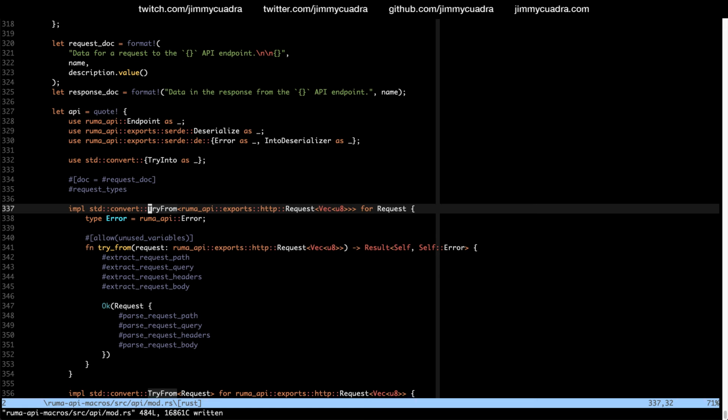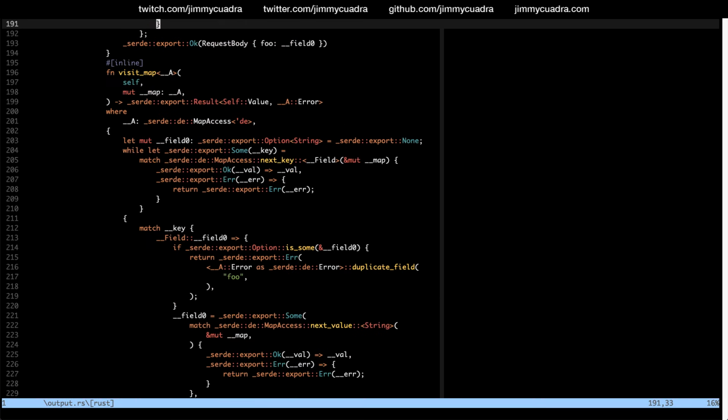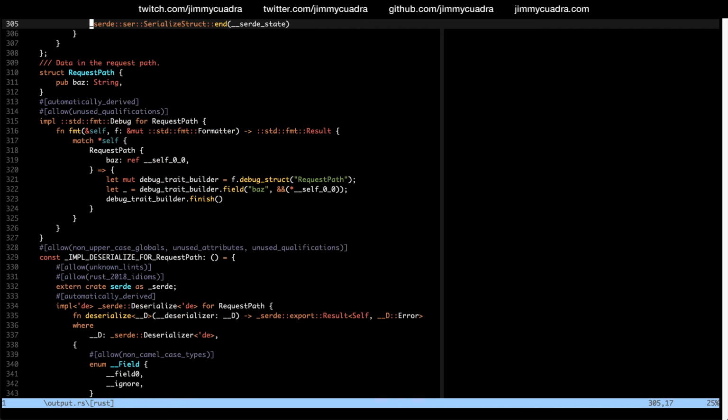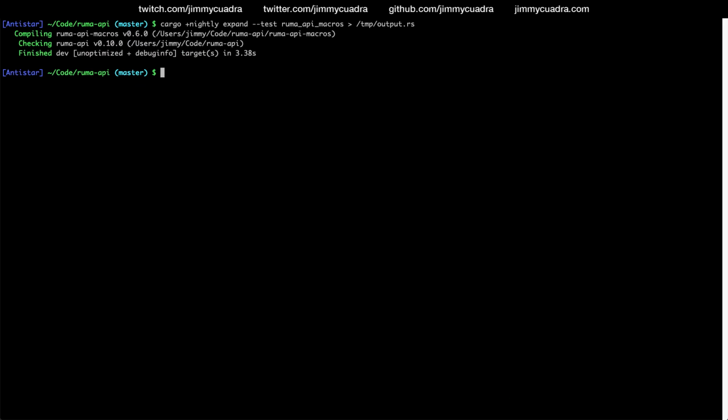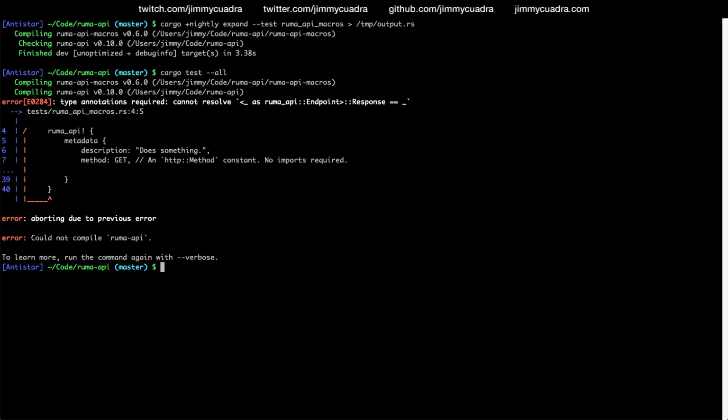The frustrating thing is that I can't easily compile this to get an error message based on where this stuff is. So it doesn't really narrow down where that error is coming from. Cannot resolve endpoint response.